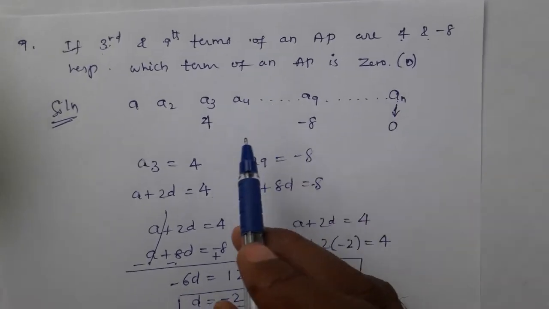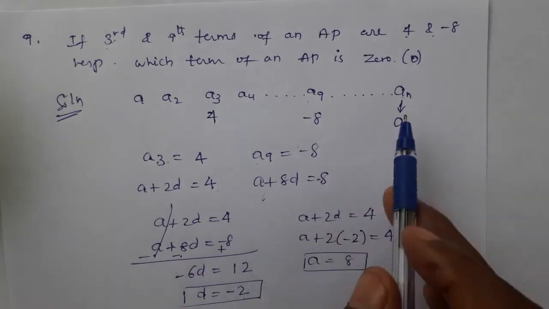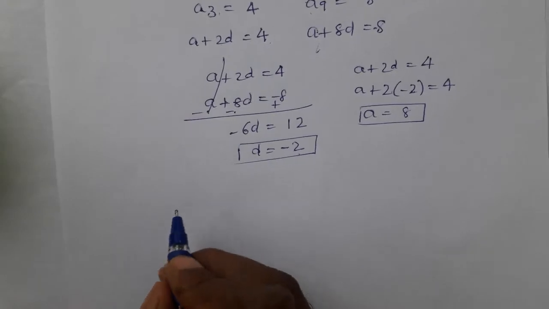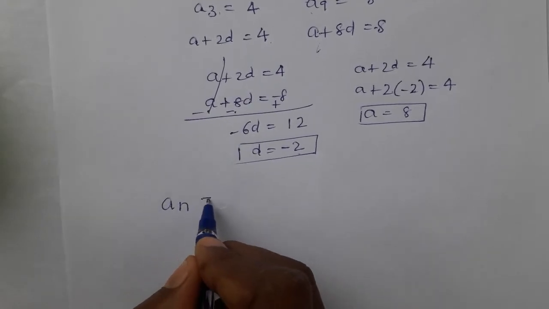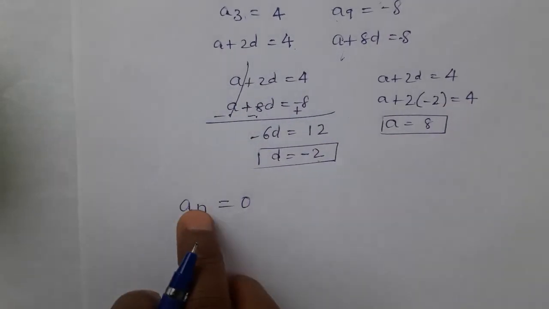So we go for one more. What are the 3 clues given? First clue A3 finished, A8, A9 finished. Now An, how much they gave? An is 0 given. We will write the same thing that is given. An is equal to 0. They told An is 0, so we write An is equal to 0.